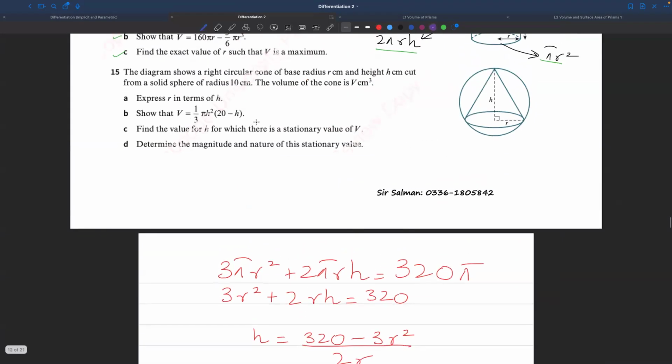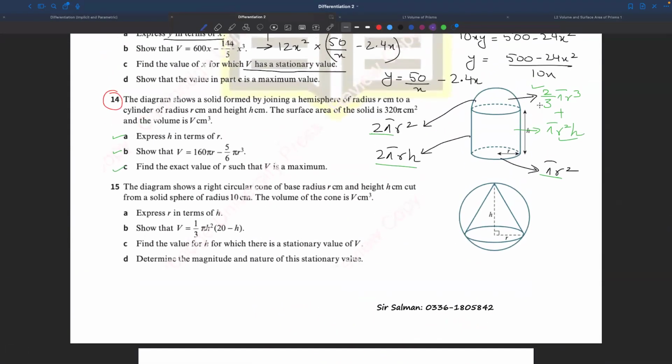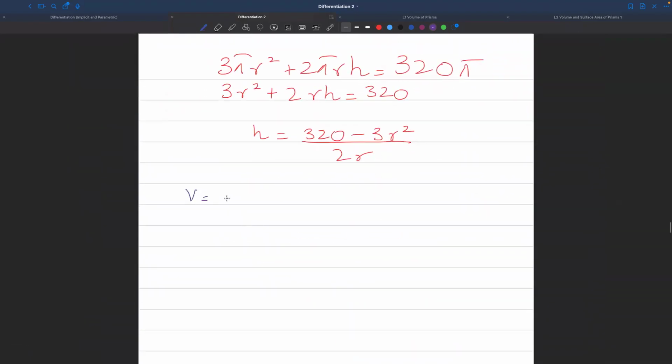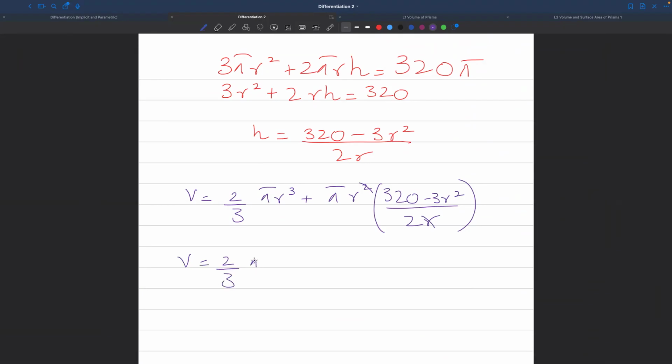It is saying so that the volume. Now the volume I said we'll just add these two up. The volume of hemisphere and cylinder. So volume is 2 upon 3 pi r cube plus pi r square h. And in place of h, I will just write this. Done, finished. What happened? R and R gone. Plus 320 pi r minus 3 pi r cube upon 2.